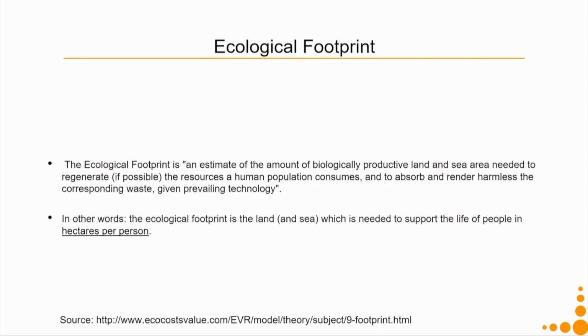Now, coming to the next one, which is ecological footprint. So, the ecological footprint is an estimate of the amount of biologically productive land and sea area needed to regenerate, if possible, always if possible, the resources a human population consumes and to absorb and render harmless the corresponding waste given prevailing technology. So, in other words, ecological footprint is the land and sea which is needed to support the life of a person. So, its unit is hectares per person.